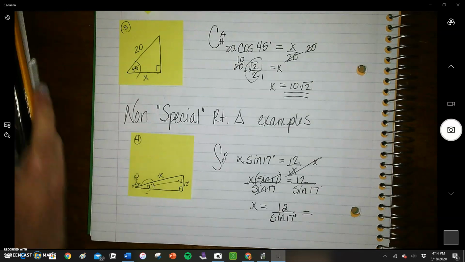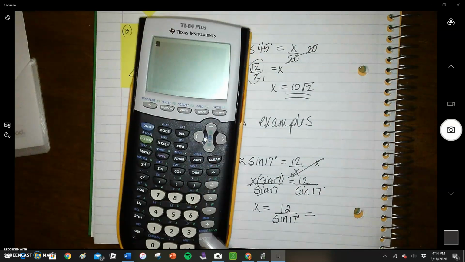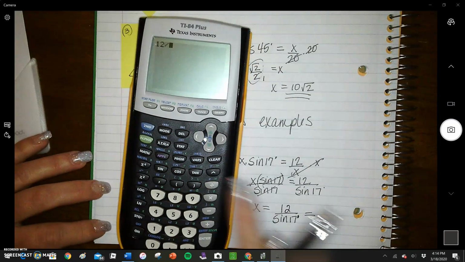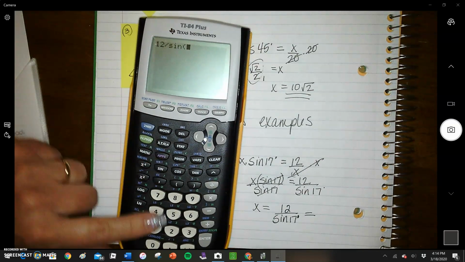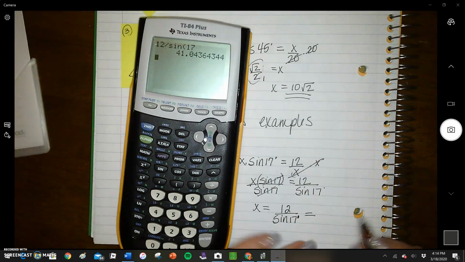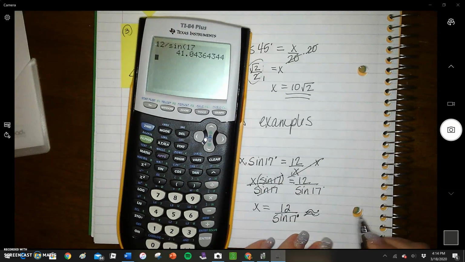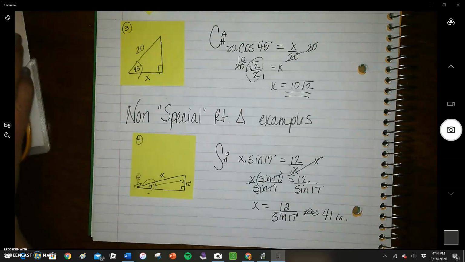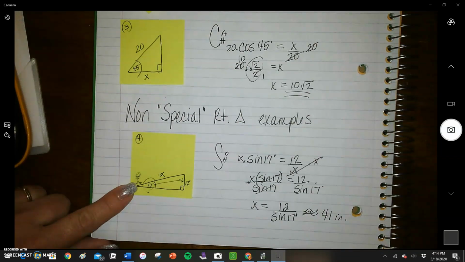Okay, so that's exactly what I'm going to do. Remember, if you need some ideas on what to do about a graphing calculator, please make sure that you go watch that other video. Okay, so 12 divided by the sine of 17 looks like it's going to be about 41 inches. Okay, so the ramp is roughly 41 inches.